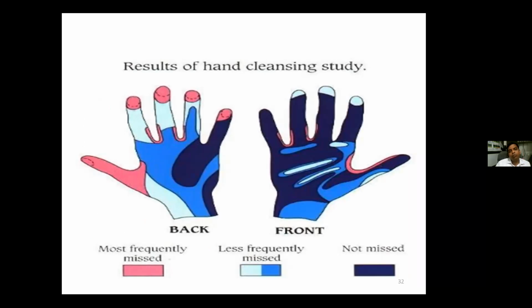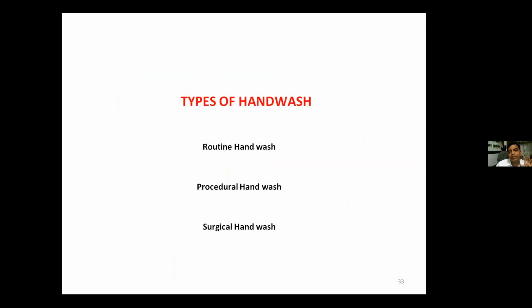Even if you do hand hygiene, if you don't do it by the proper method, the hand remains contaminated. I have seen many times people doing hand hygiene, but still the dorsum of the hand, the interdigital web spaces, and the dorsum of the thumb especially are often missed. These are the spaces that can lodge pathogens, which can multiply and transmit infection. So hand hygiene should be done in the proper 7 steps.